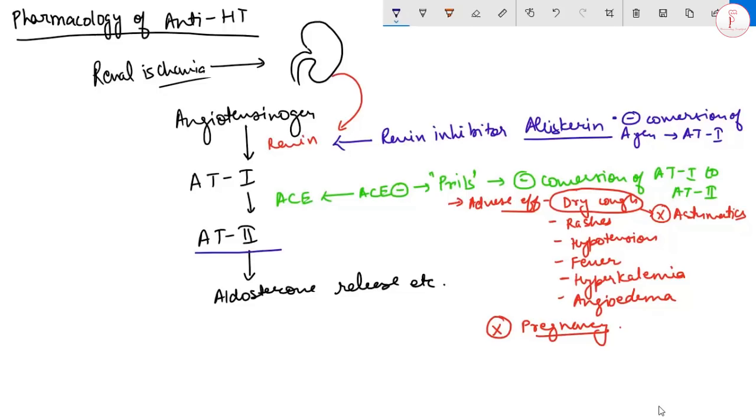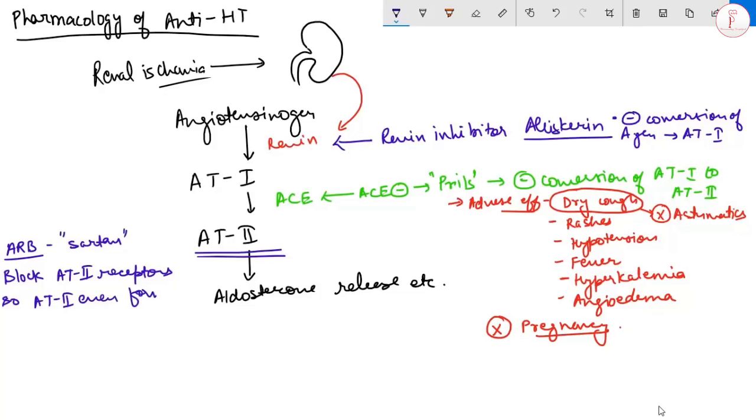Next, we have angiotensin 2 receptor blockers. See, when angiotensin 2 is formed, it binds to its receptor and then it shows its action. So, angiotensin receptor blockers, they end with sartans: candesartan, telmisartan, irbesartan. What they do, they block angiotensin 2 receptors so that angiotensin 2, even which is formed, cannot show its action because it is not able to bind to its receptors.